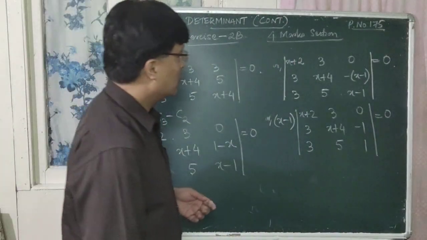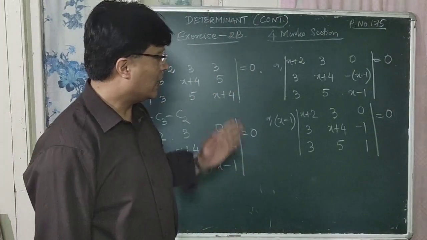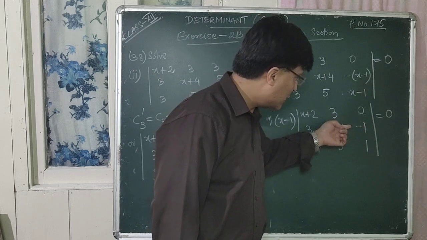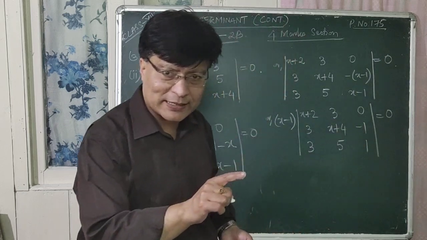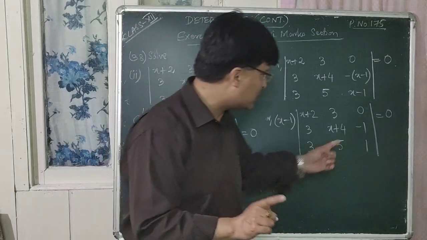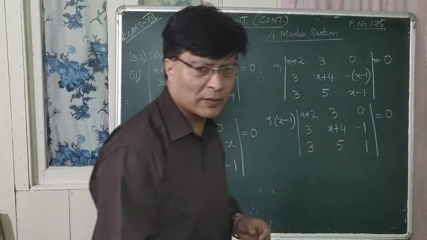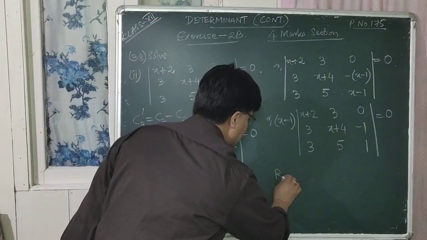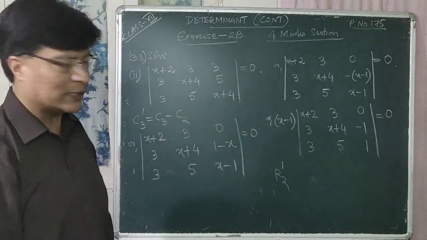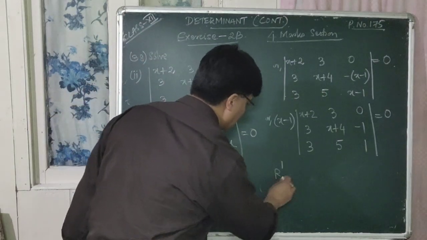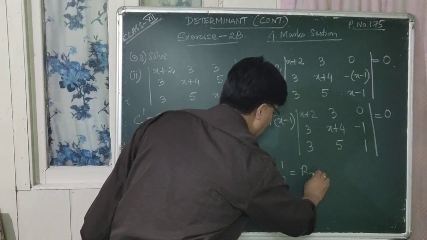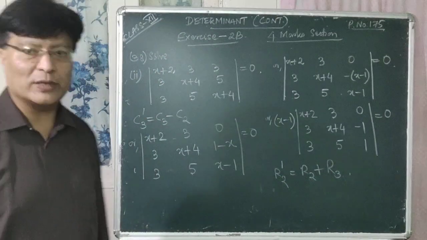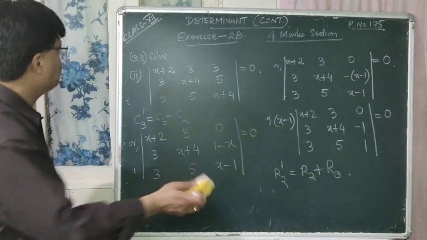Okay. So again you can make this minus 1 into 0 by using the property R2 plus R3. That is R2 dash is equal to R2 plus R3, so that minus 1 plus 1 will be 0. That means here you can change row 2. So R2 dash, that is new second row, is equal to R2 plus R3. That means second row is changing, right?